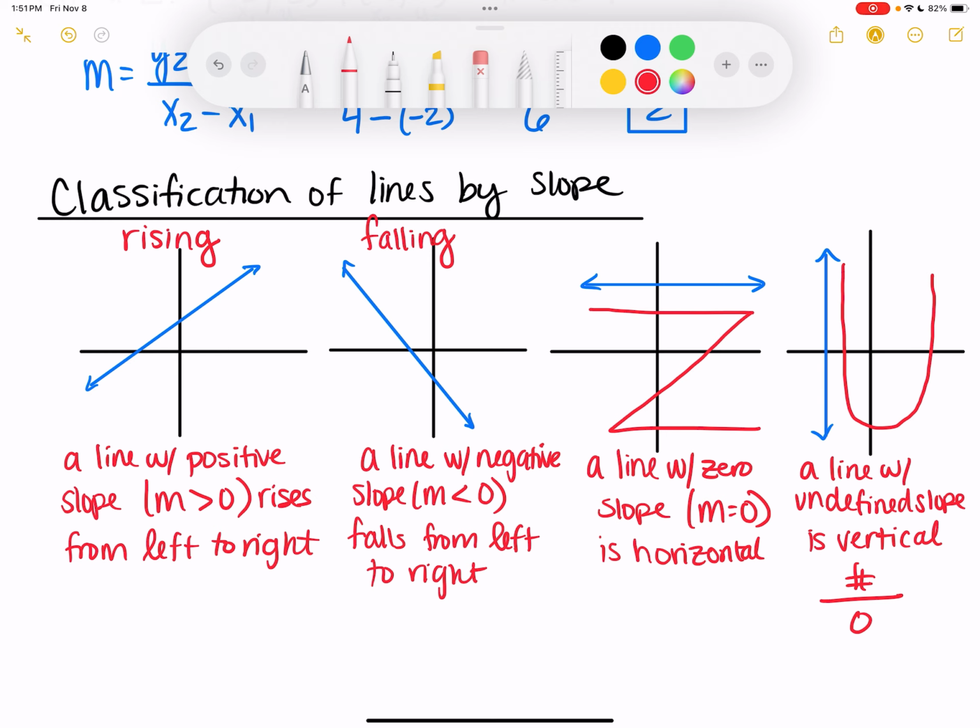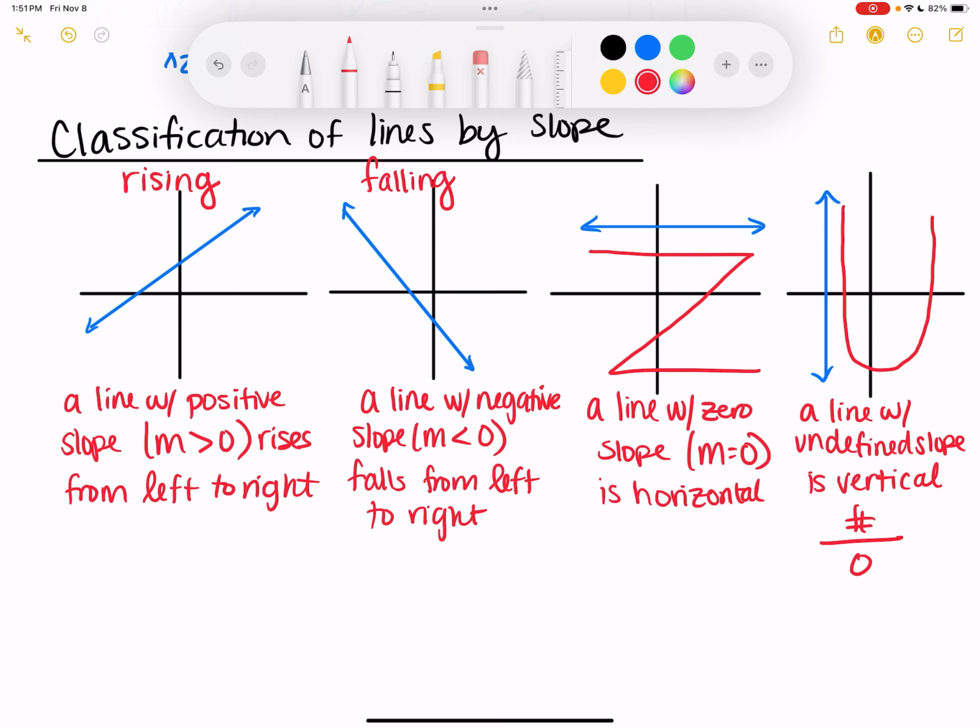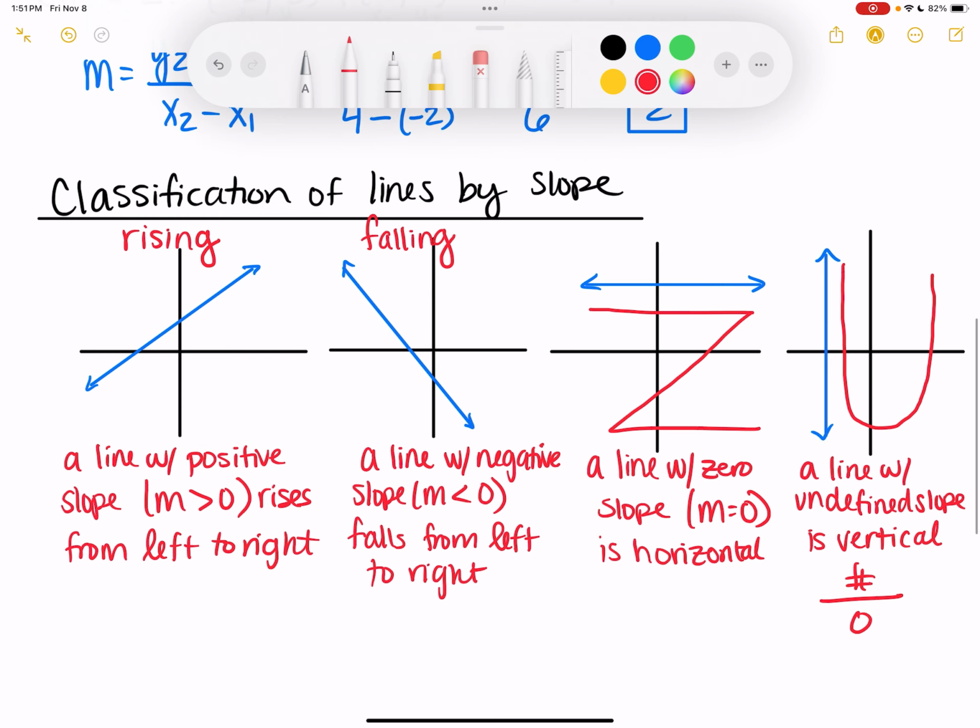All right. What is the name for the last two? This is just 0 slope and undefined. So I would just say up here, 0 and undefined.